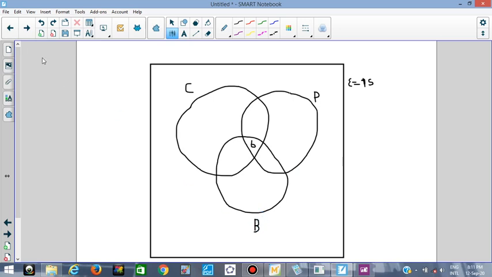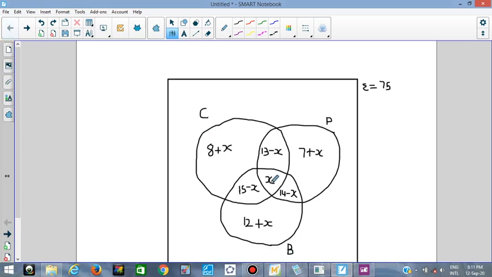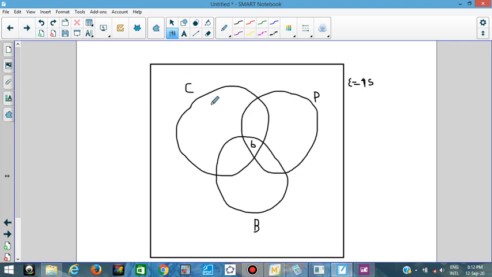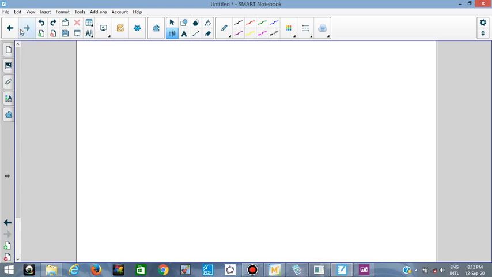Okay, so x is 6. So this place we have 13 minus 6. This place is 7. This place is 8. So 7, 8, then 9. Let's move on. Yes, then let's see the other side.